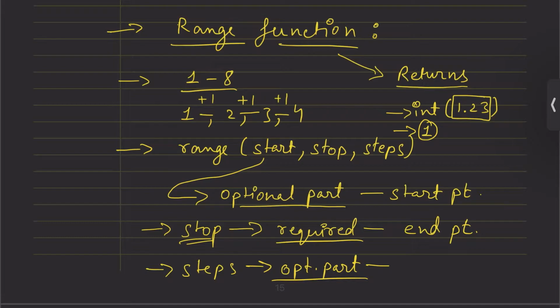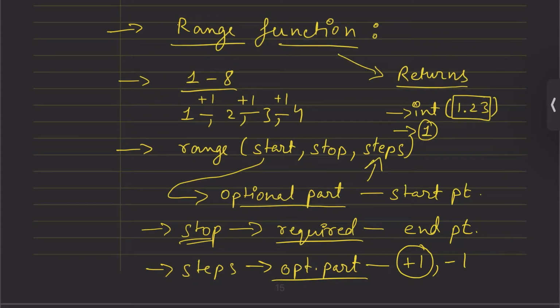If I want to increment by 1, I can add 1. If I want to decrement by 1, I can subtract by 1. If it is not specified, the incremental value is 1. So by default, this value will be assigned to this position.